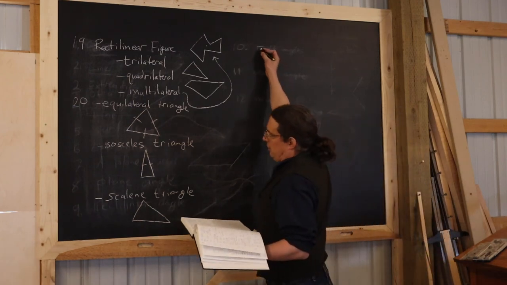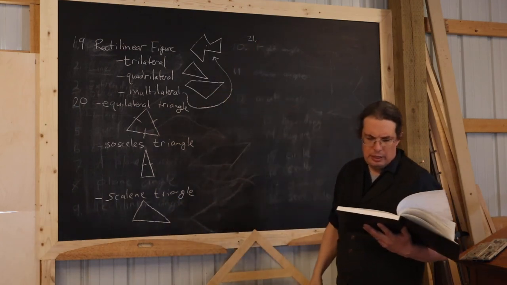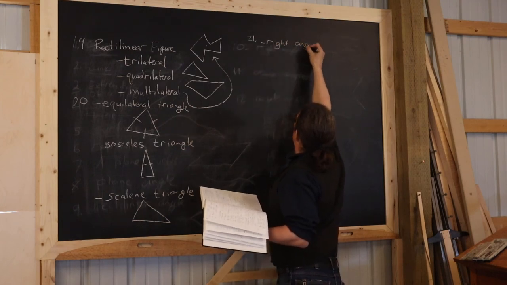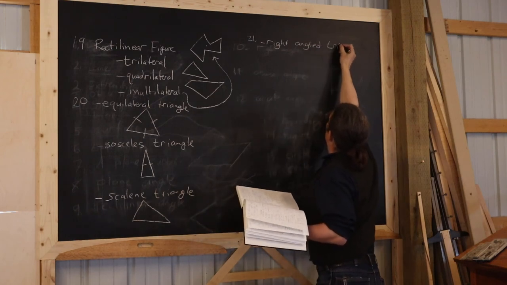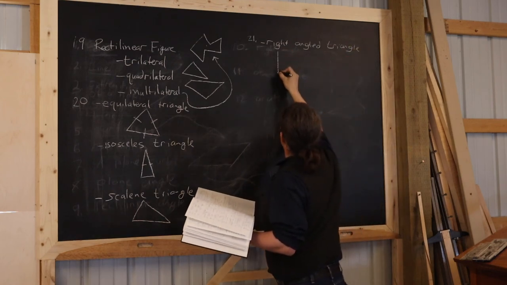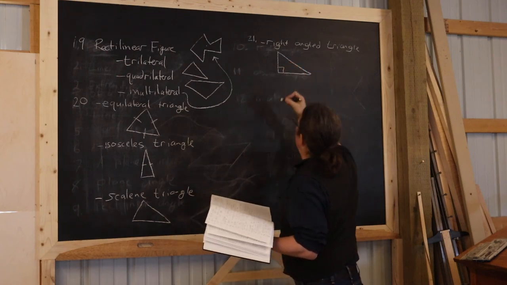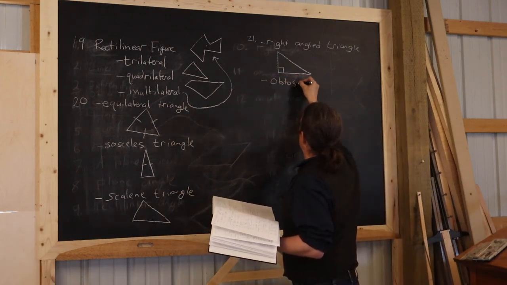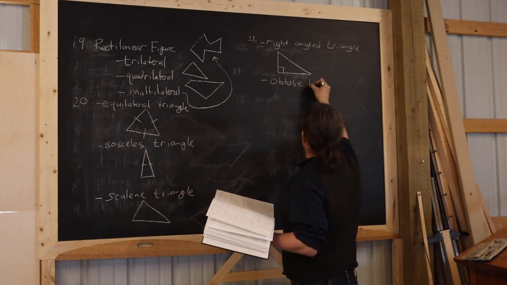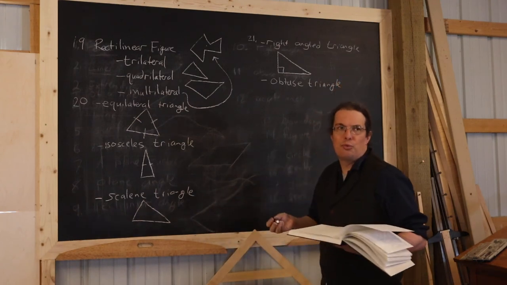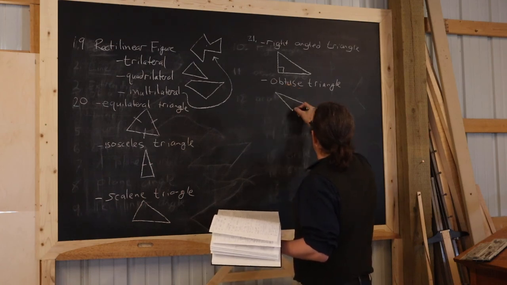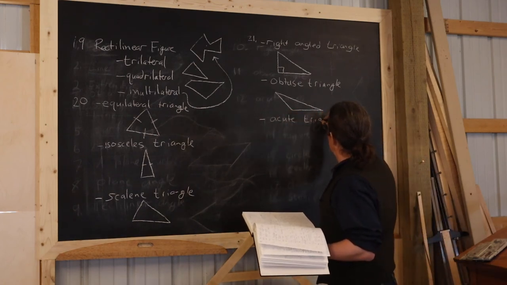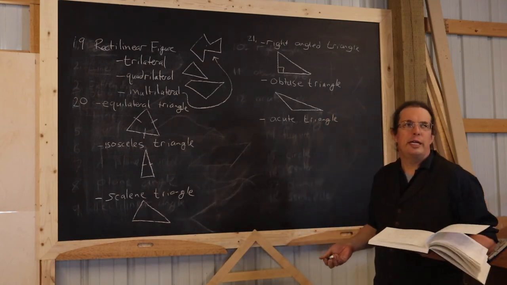There's more with trilateral figures. A right-angled triangle is a triangle where two of its sides are perpendicular to each other. An obtuse triangle has one obtuse angle in it. And an acute triangle is a triangle where all three angles are acute.